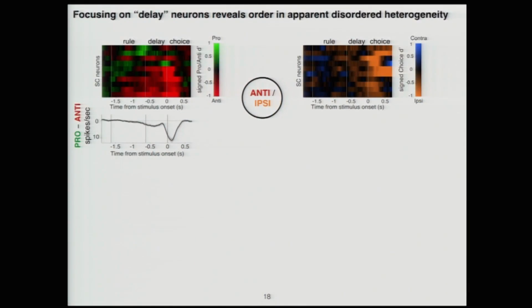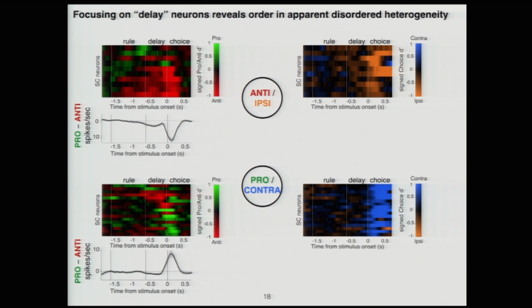So that led us to focus on these delay neurons, and focusing on those delay neurons revealed an order in what we previously thought was this random mix of pro versus anti versus contra versus ipsi. If you look at the delay neurons and select those neurons that fire more for ipsilateral motion versus contralateral motion, you choose the ipsilateral preferring neurons, you find that those neurons also have a strong tendency to be neurons that fire more during anti-trials than on pro-trials.